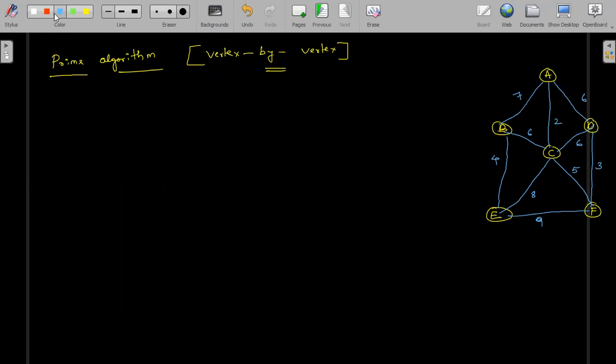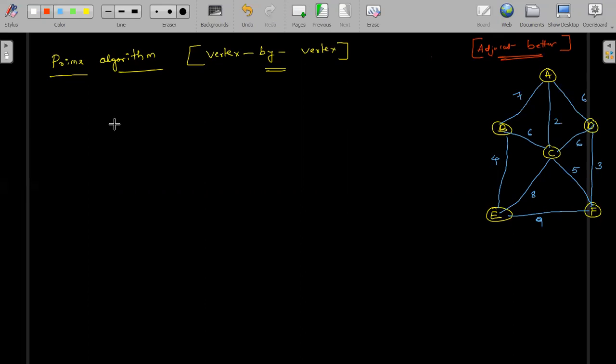Again, one more keyword I will give you. What is that keyword? It is nothing but adjacent. Please observe here. Adjacent, adjacent best. So this is the keyword. Adjacent best we have to look into.